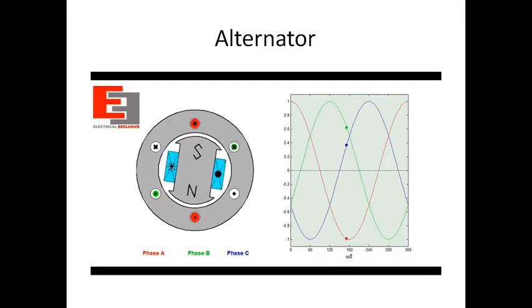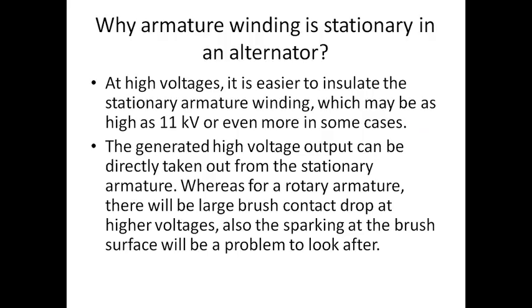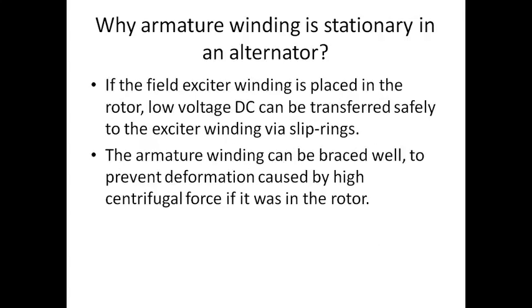Phase A, phase B, and phase C are shown. Once the conductor cuts the magnetic flux, I am going to get an EMF. So AC is produced. Again, why is the armature winding stationary? Because insulation of a stationary armature is very easy, because this is going to deal with a very high voltage. So it is easy for insulation. That's why the field winding is kept in the rotor and the armature is kept stationary.